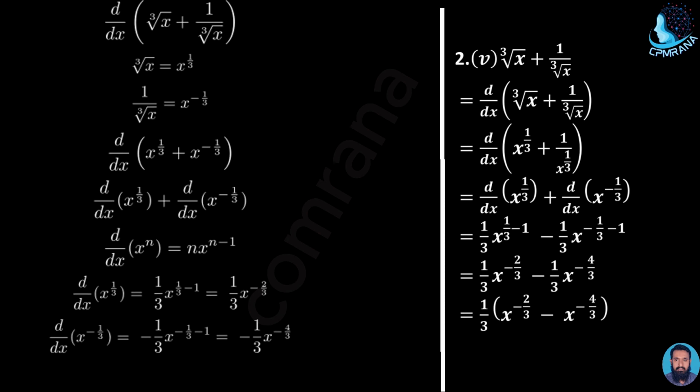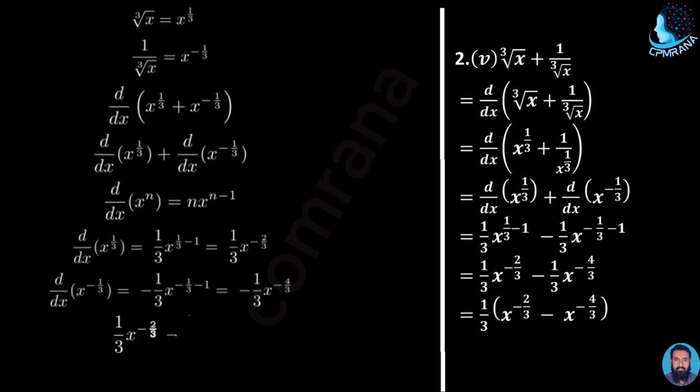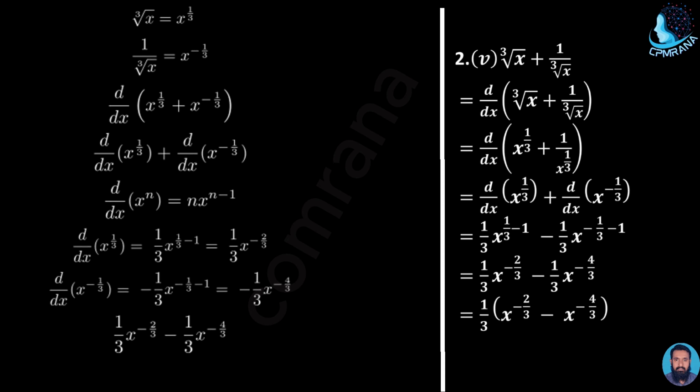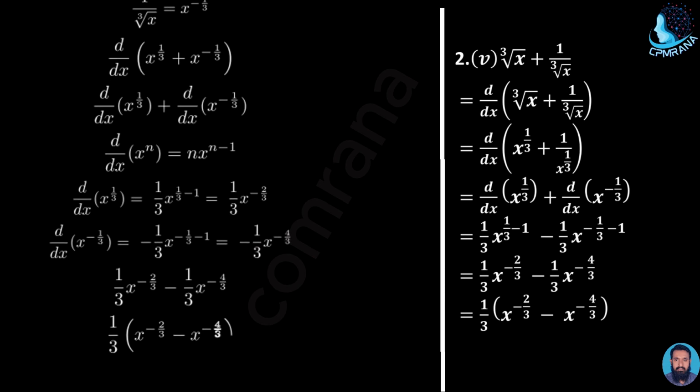Now let's combine these terms. We have 1/3 x to the negative 2/3 minus 1/3 x to the negative 4/3. Finally, we can factor out 1/3. Our final answer is 1/3 times the quantity x to the negative 2/3 minus x to the negative 4/3.